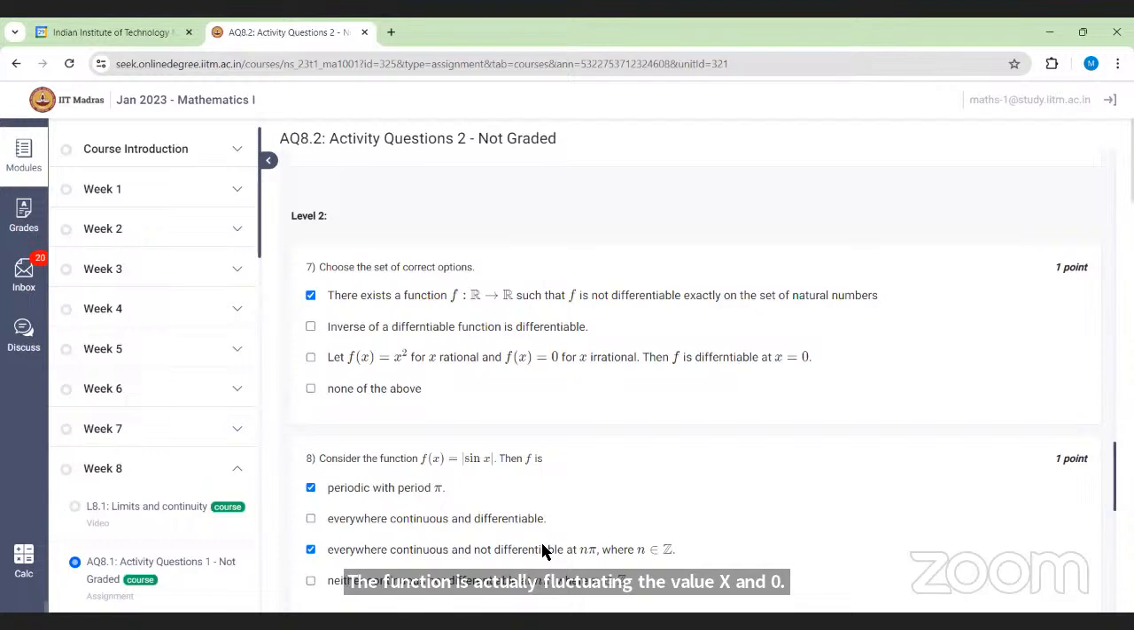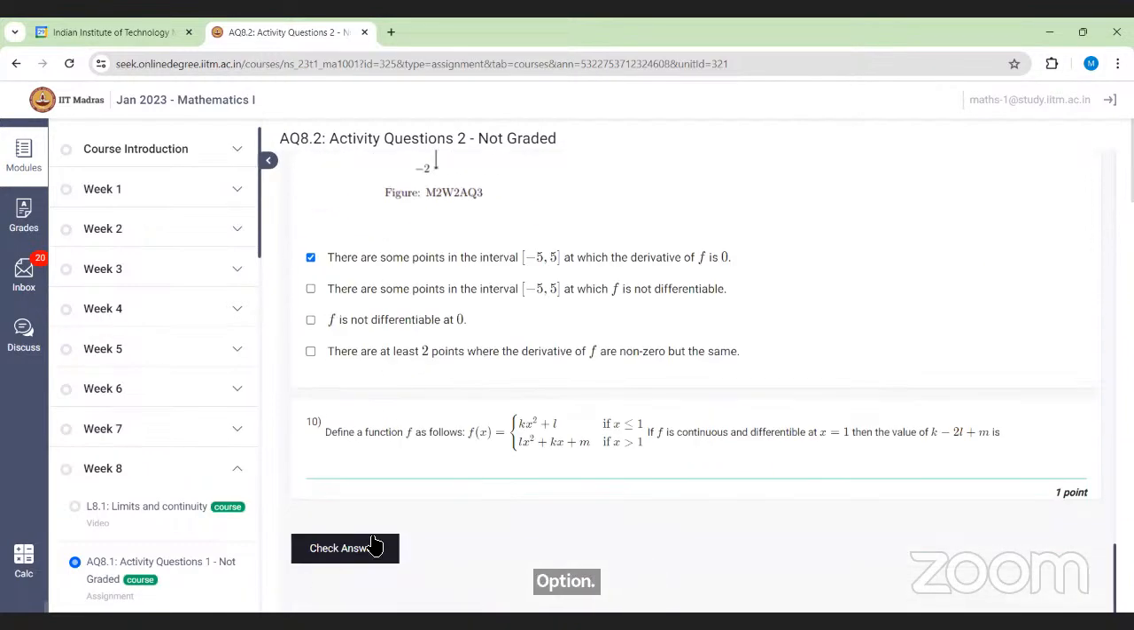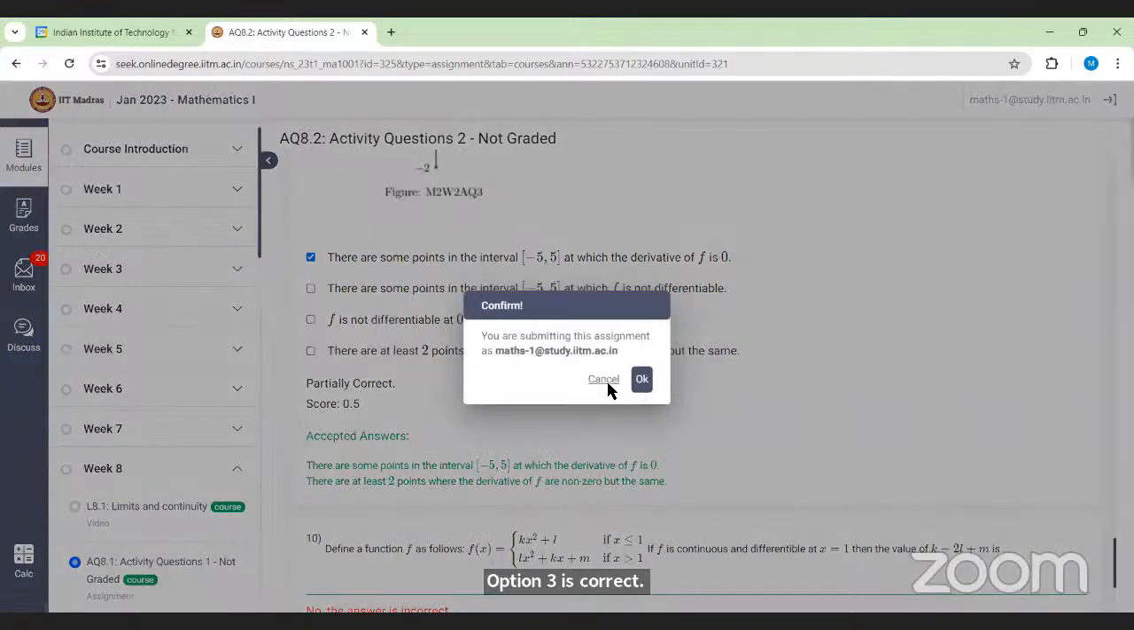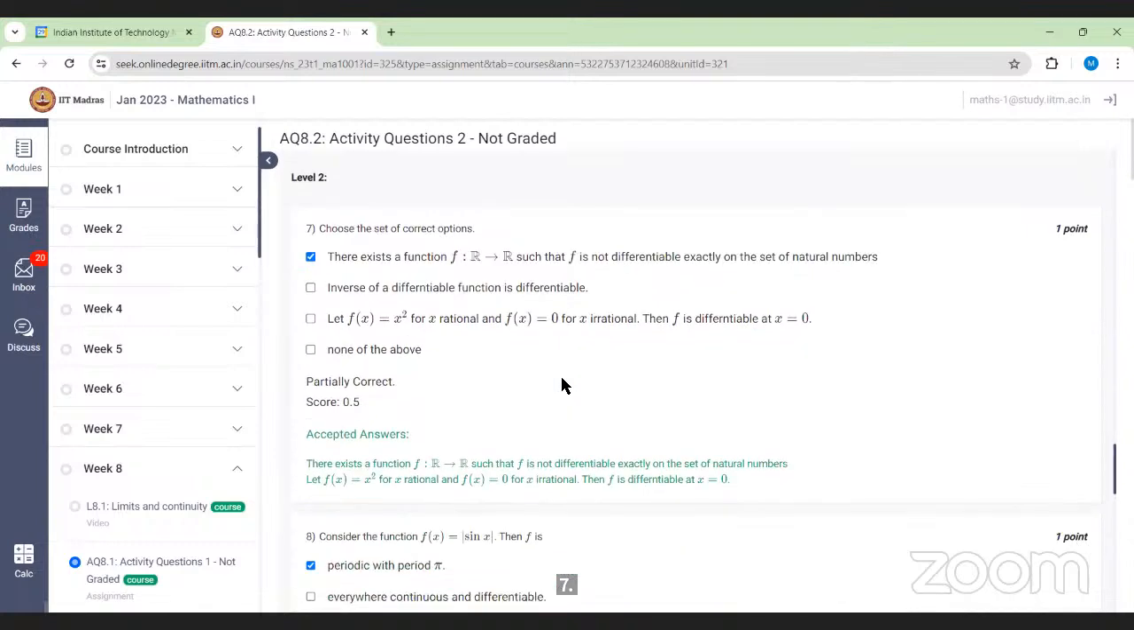Ma'am, it is showing correct. The option is correct. Option 3 is correct, question 7. Yes, ma'am. Then f is differentiable at x equals 0. Sorry, at x equals 0 it is there now. So at x equals 0, x square also approaches 0. So then it will become the same thing.